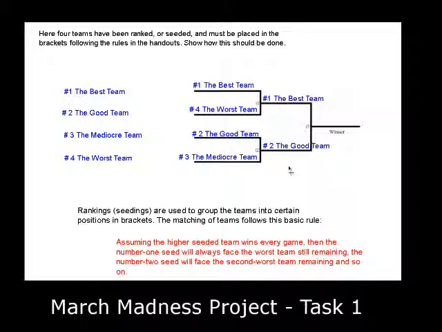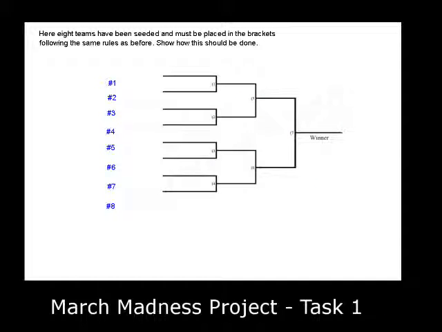It's desirable to have the best 2 teams not meeting until the championship, and you would have 1 winning the tournament. This is a pretty easy scenario because all we had to do is recognize that the 1 had to play the worst, the number 4, and that the second best team, the number 2, had to play the second worst, which in this case was team number 3. But let's go ahead now and look at a more complicated scenario where we have 8 teams.